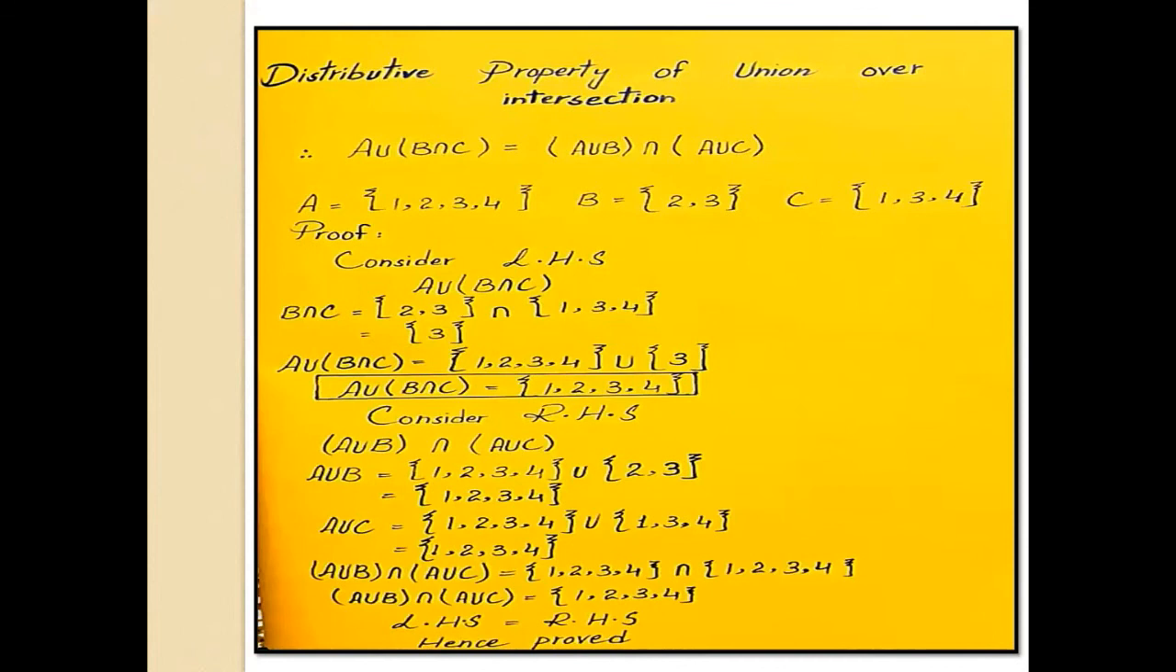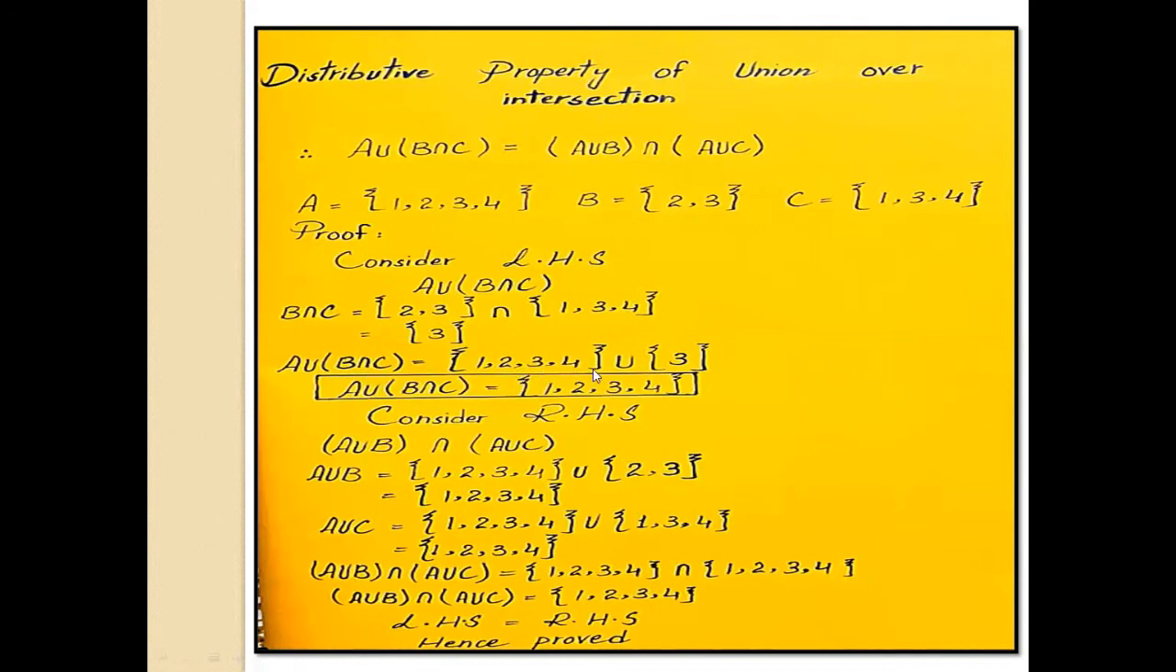Distributive property. One of the students asked me to explain again the distributive property of union over intersection. The property is A union (B intersection C) is equal to (A union B) intersection (A union C). In left hand side we have A union (B intersection C). First of all we will solve the bracket. The bracket contains B intersection C. So write the elements of set B first, then intersection, write the elements of set C. The common element here is 3.